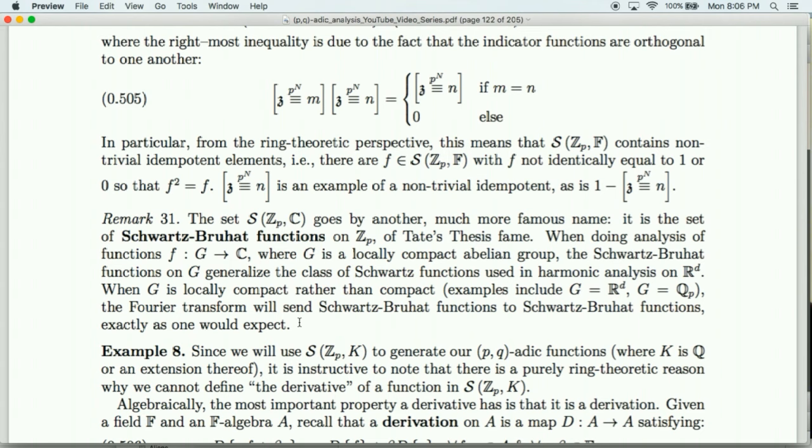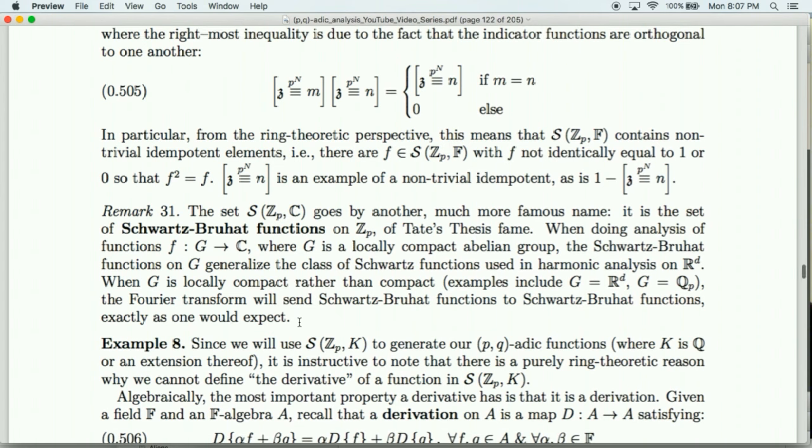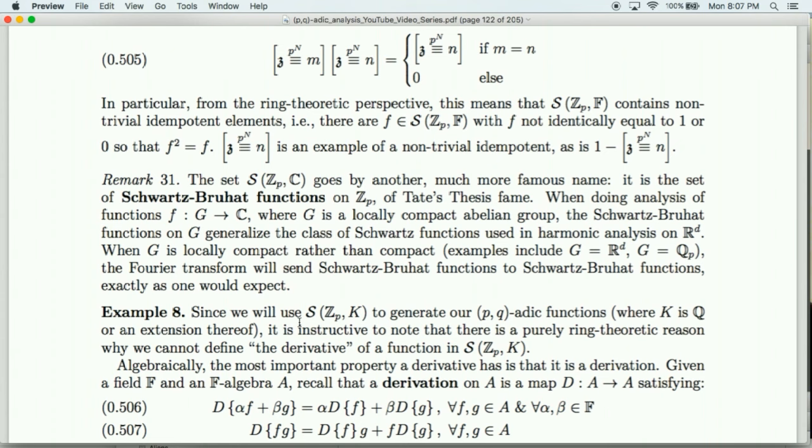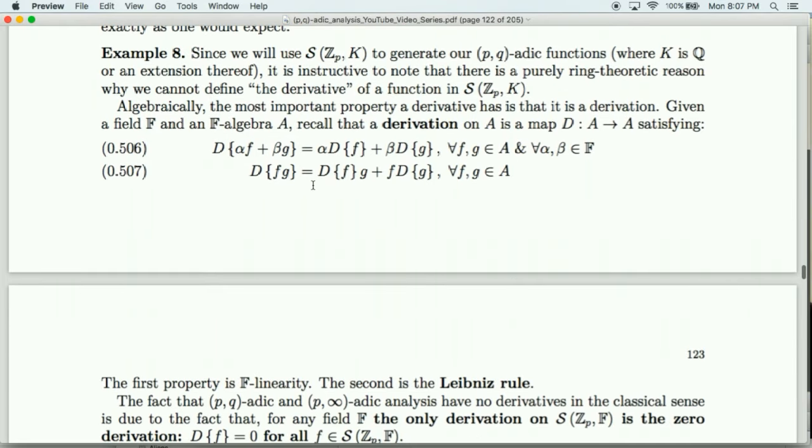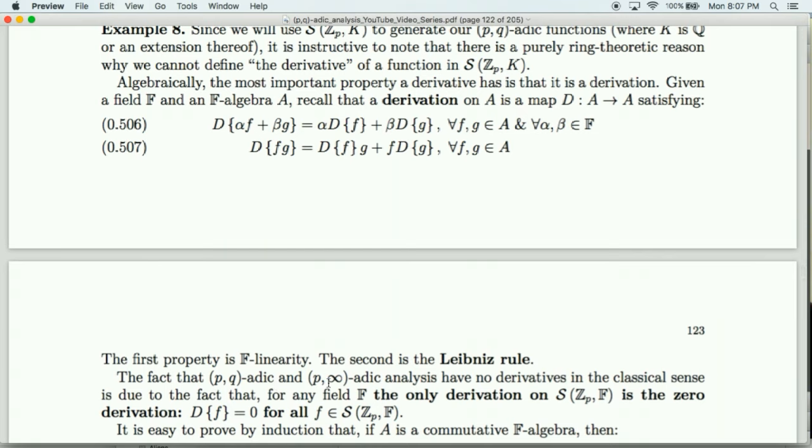Since we will be using these locally constant functions to generate the functions we're studying, it's instructive to note that there is a purely ring theoretic reason why we cannot define the derivative of one of these locally constant functions. Algebraically, the most important property a derivative has is that it is a derivation. Specifically, given an algebra A over some field F, a derivation on A is a map D from A to A satisfying the following rules. The first says that it is a linear map with respect to F, and the second is the Leibniz rule, or the product rule.